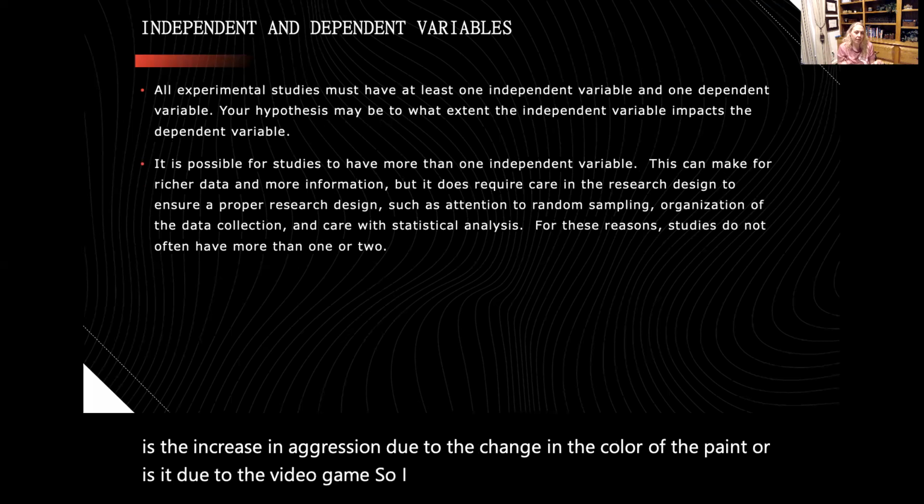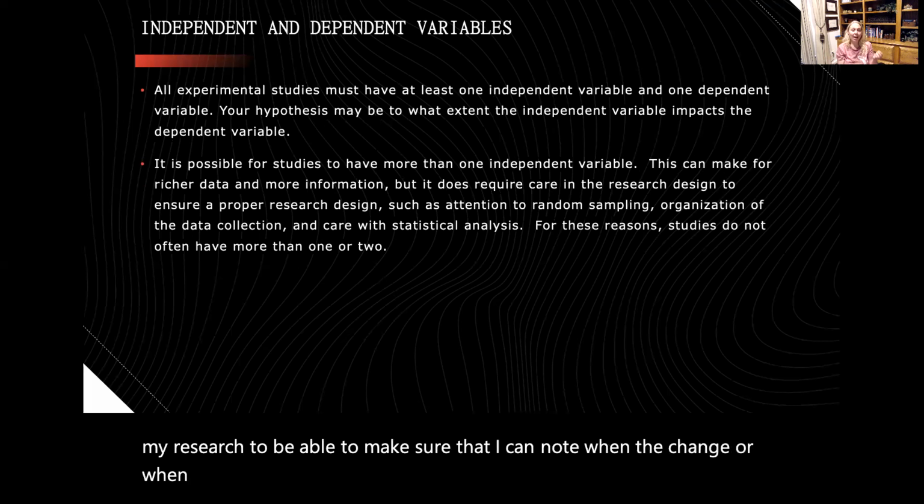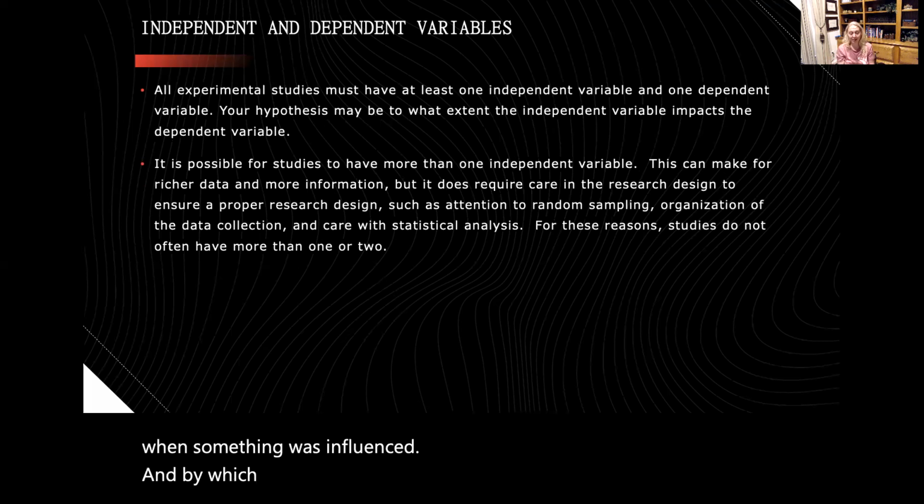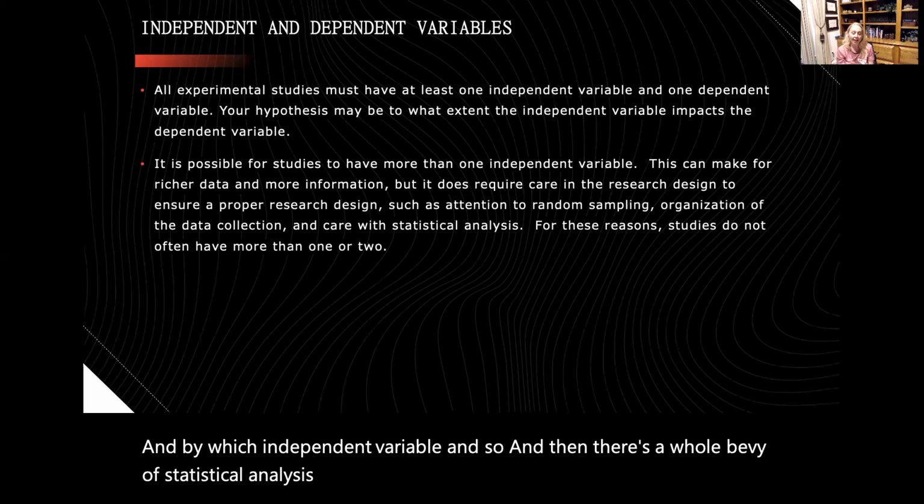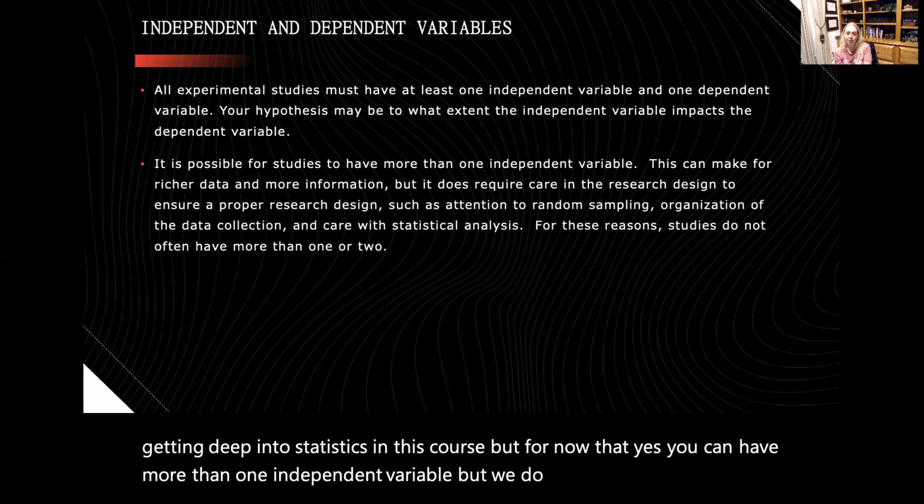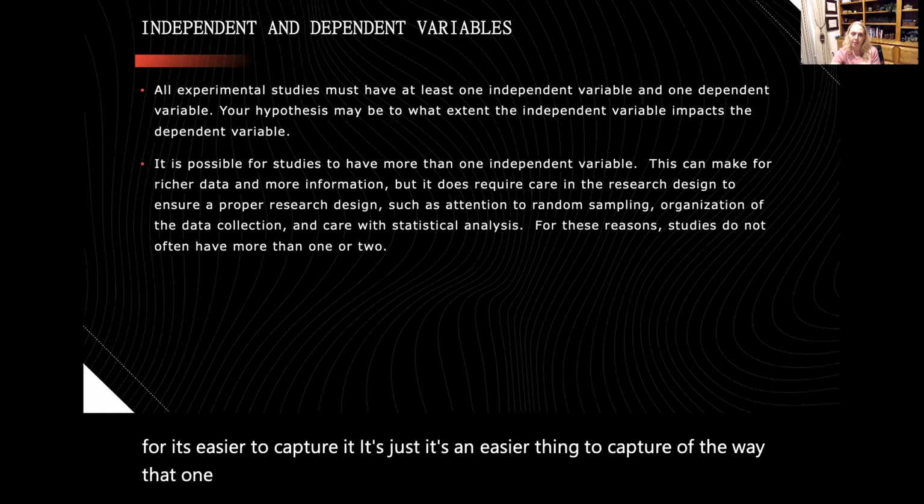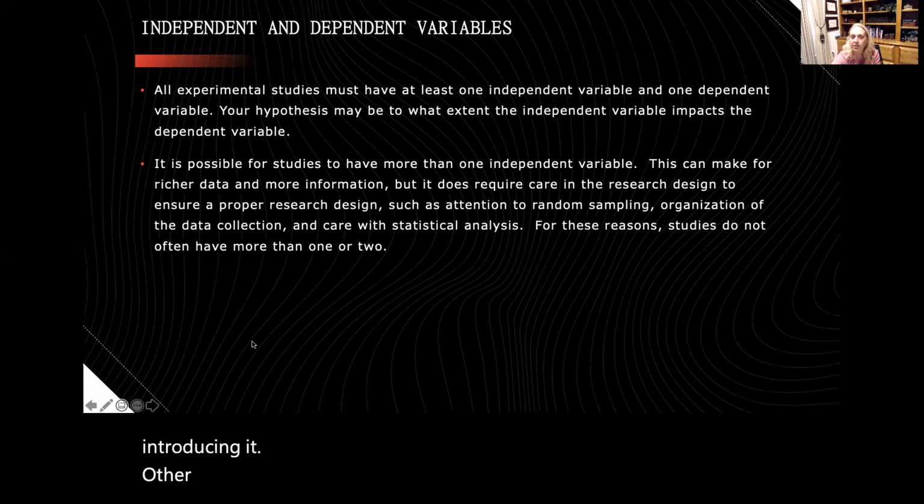So I have to be very, very careful in how I design my research to be able to make sure that I can note when something was influenced and by which independent variable. And there's a whole bevy of statistical analysis that can be done for that. We're not going to be getting deep into statistics in this course, but for now, you need to know that yes, we can have more than one independent variable, but we do try and keep it simpler. It's an easier thing to capture, the way that one variable impacts another, as opposed to introducing other variables that can muddy the waters.